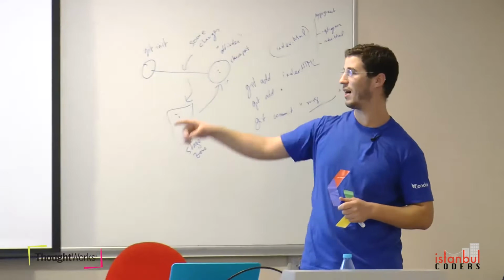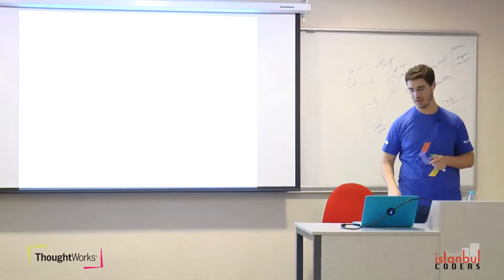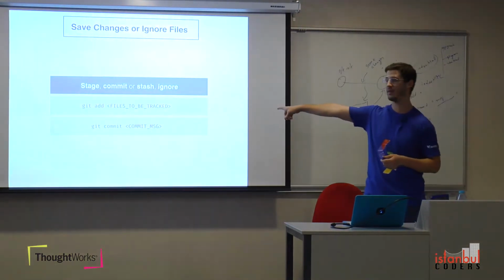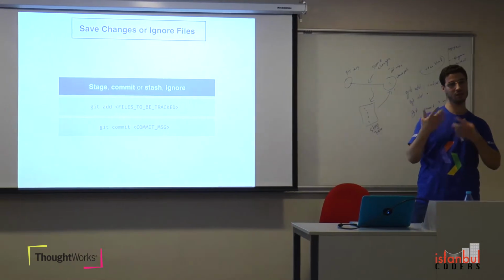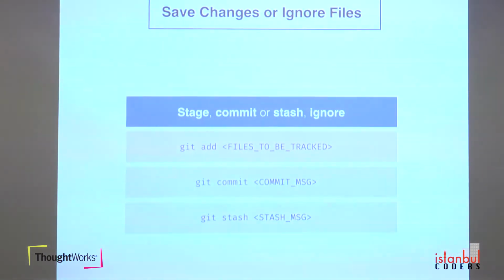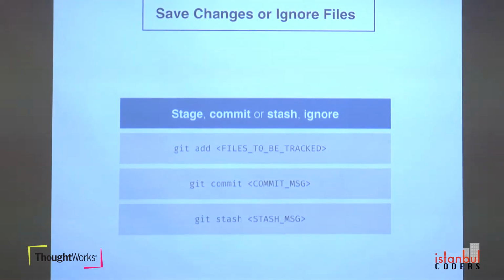So git add files, or git add dot to add all the files. We also have git commit. We add a commit message, which is a message about what has been done so far. And git stash. I don't want to go deep, but okay, let's go with it.